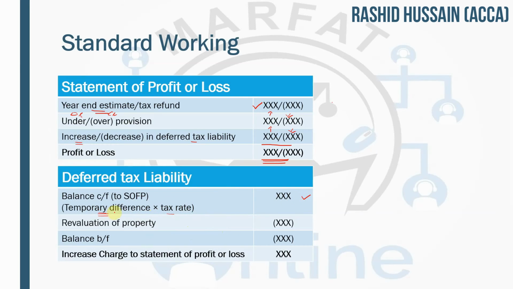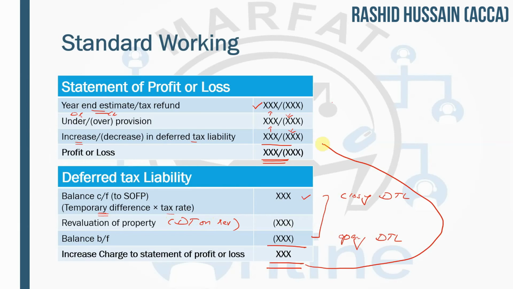But in most cases, they give you the temporary difference and you multiply it by tax rate to calculate the closing deferred tax liability. Usually, these two things will be compared: closing deferred tax liability and opening deferred tax liability. But sometimes when you have the revaluation in the question, then you need to deduct the revaluation deferred tax from this as well. So revaluation property means deferred tax on revaluation, and this is the figure that will represent increase or decrease, which will be taken over here.